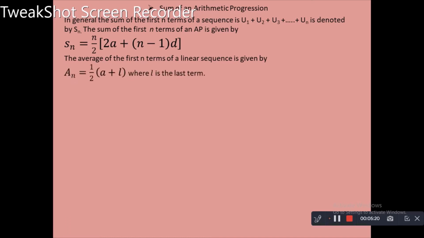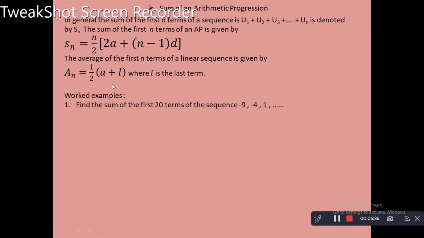Now the sum of the first n terms of the AP is given by this formula, that is Sn is equal to n over 2 multiplying a bracket of 2 times the first term plus n minus 1 multiplying the common difference D. Now the average of the first n terms of a linear sequence is given by this, that is An to be equal to half multiplying a bracket of a plus l, where l is the last term. Now let's see a worked example so that we are applying what we have learned here.